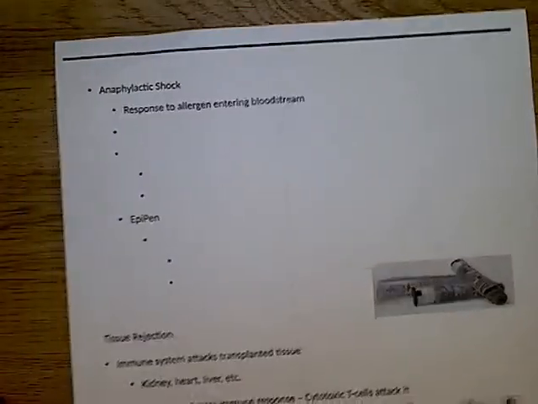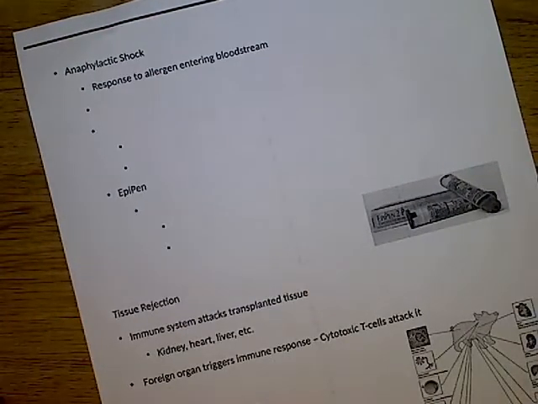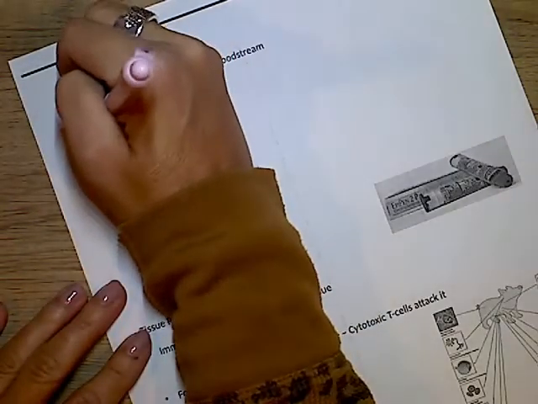And onto our last page, anaphylactic shock. This is when an allergen enters the bloodstream and then it can become systemic or spread throughout the entire body. So this is often caused by food allergies.